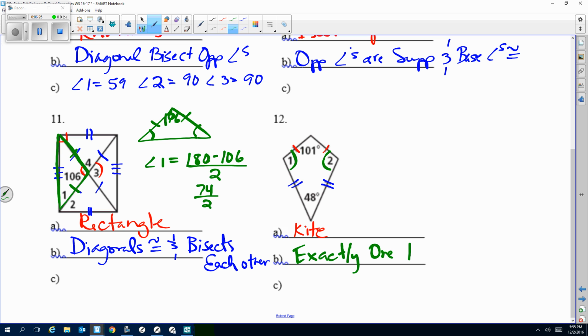one pair of opposite angles congruent. So 1 is equal to 2. The quadrilateral is 360. I think you can figure that out. We add, subtract, divide by 2.